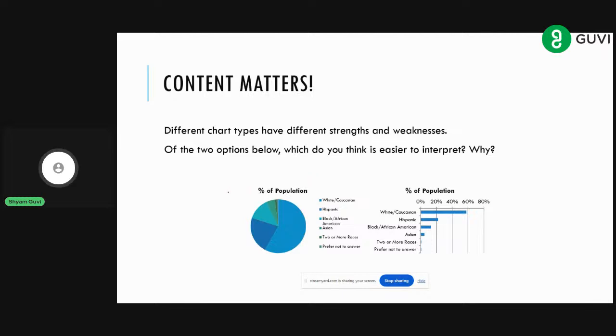How do you pitch the content, and in what way do you portray it? What we see here is the same data has been portrayed in a couple of manners. One is basis the pie chart, and the second one is basis the bar chart. So maybe I can take a pause for a second and just think which one is a better way of portraying the data. Which chart is better? What do you guys think?